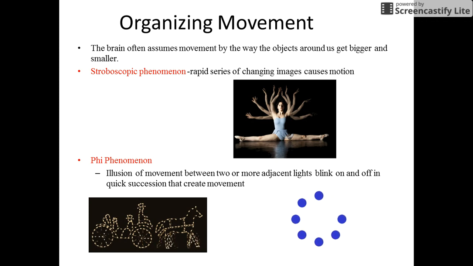The brain often assumes movement by the way the objects around us get bigger and smaller. As things get bigger to us, they must be moving closer. As things are moving further away, they're getting smaller.